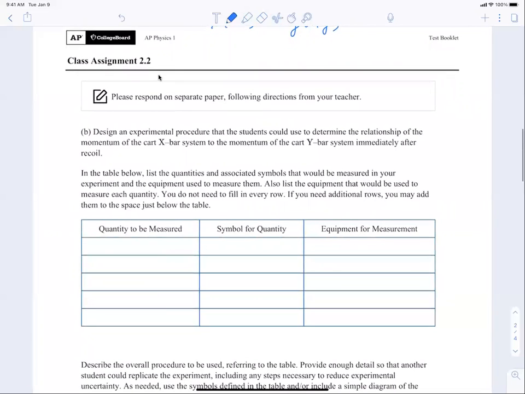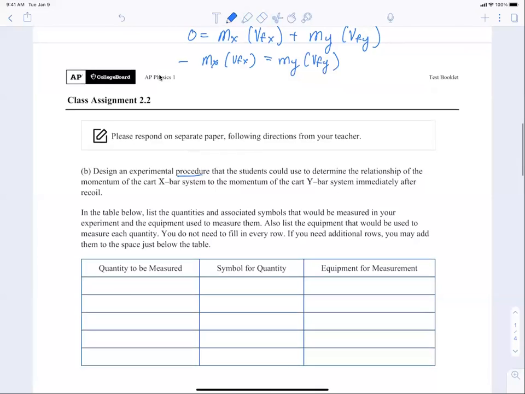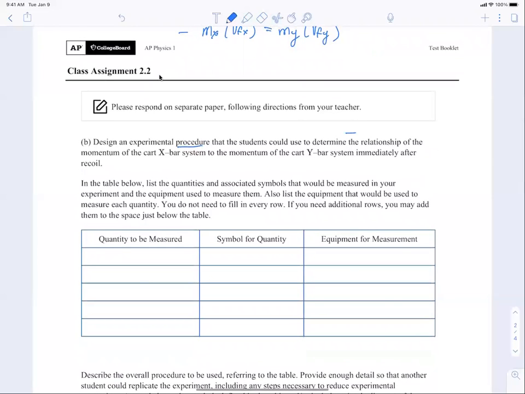Design an experimental procedure that the students could use to determine the relationship of the momentum of the X bar system. I want to determine the relationship. So some type of equation, some type of relationship. An equation is a relationship of the momentum of the X bar system to the momentum of the Y bar system immediately after recoil. So you have to, in my opinion, you need to have a sketch so that you can show what you're doing. Okay.